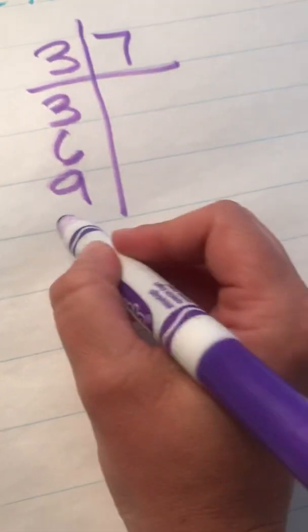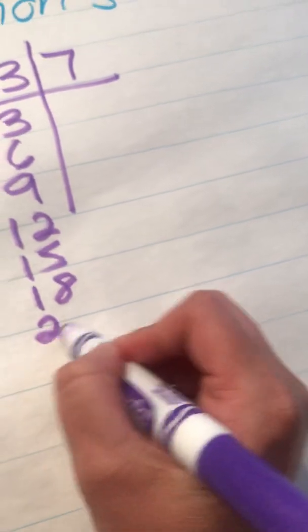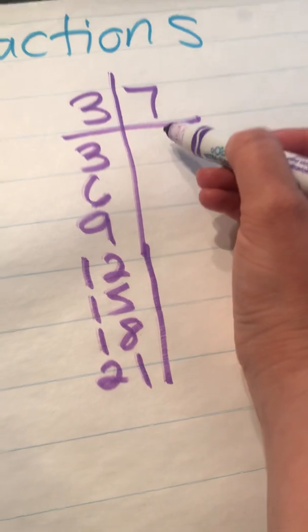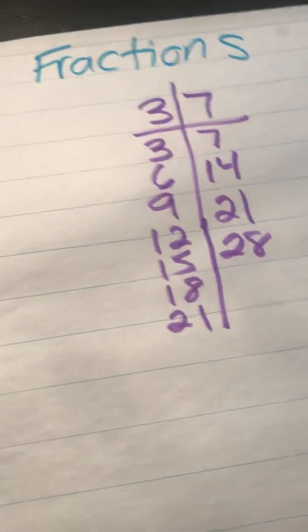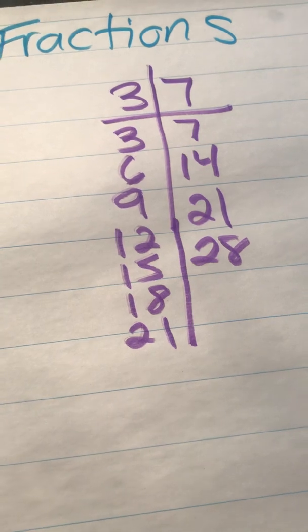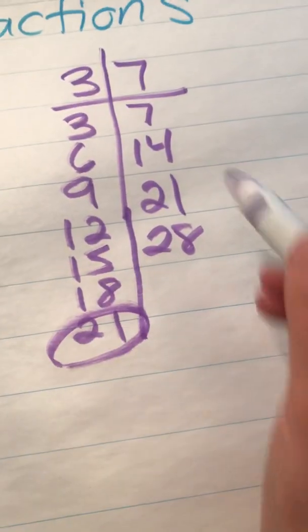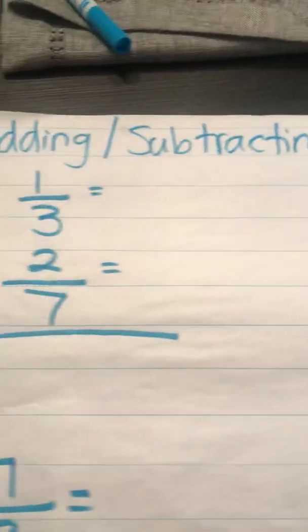So I'm going to do 3, 6, 9, 12, 15, 18, 21. I'm going to stop there. Now I'm going to list the multiples of 7. 7, 14, 21, 28. I'm going to stop there. Looking at these numbers, I am going to find the least common multiple. I'm looking for the smallest number they have in common, and that is 21. So 21 is now going to become our new denominator.